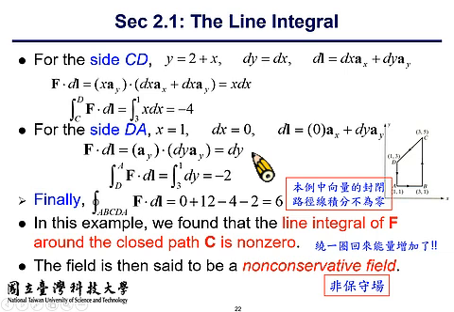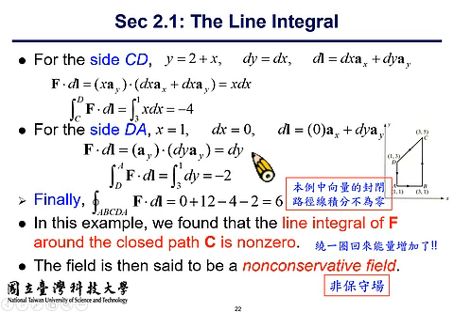So finally, you can do the line integral from point D to point A in a similar fashion. Okay, so it ends up with -2. All right, and the final result of this closed loop integral, which can be divided into 4 straight lines, can be found by summing up the results in these 4 sections, which will be 0, 12, -4, and -2.